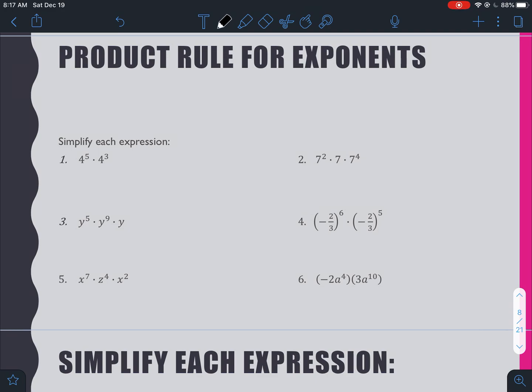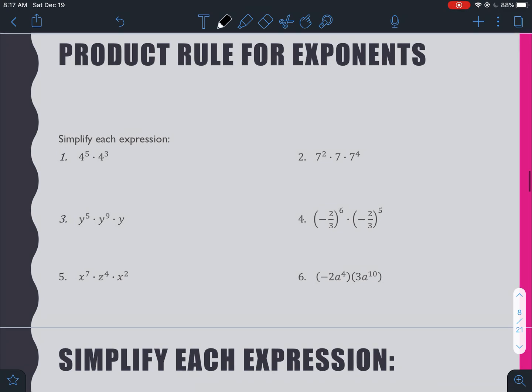One is the product rule. So product means the answer when you multiply. So let's say we want to multiply 2 expressions together that have exponents on them. You need the same base in order to use the product rule. So as long as the two expressions have the same base, you can use the product rule. So let's say, for instance, we had 3 to the third times 3 to the fifth.